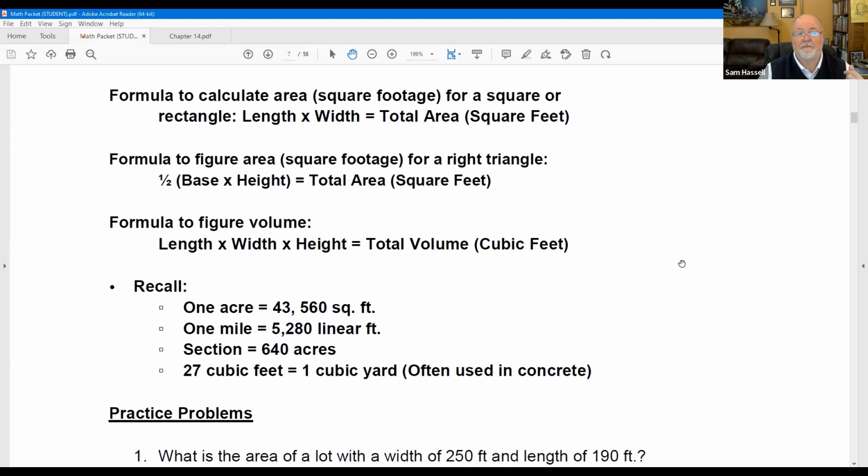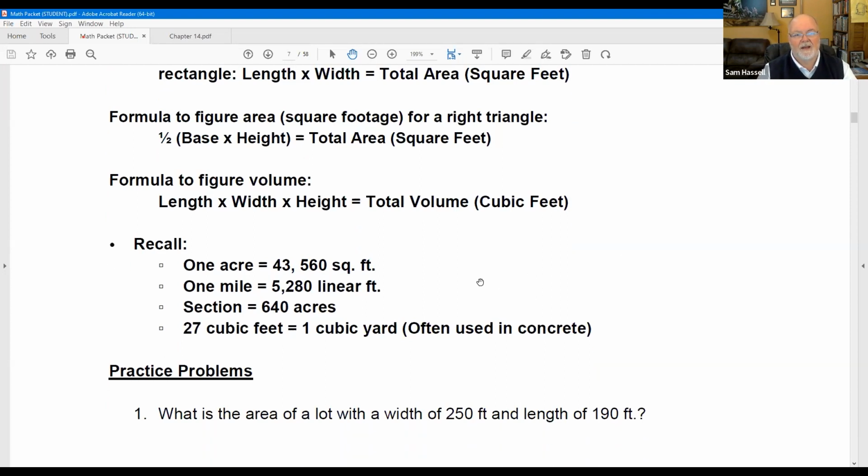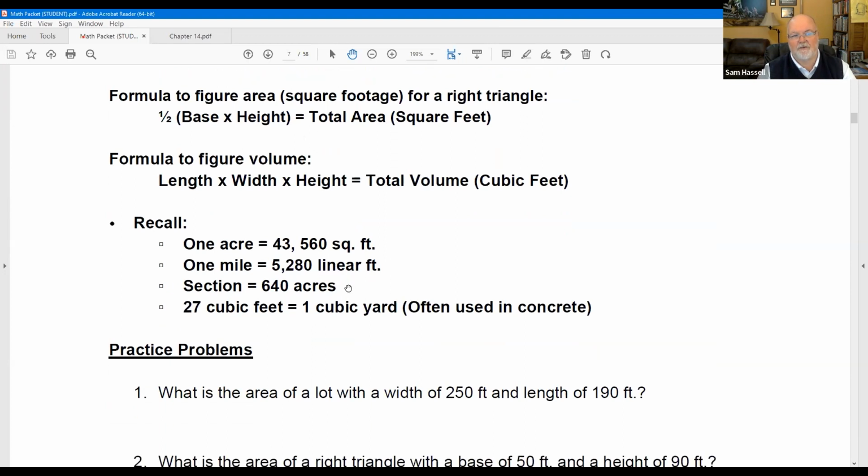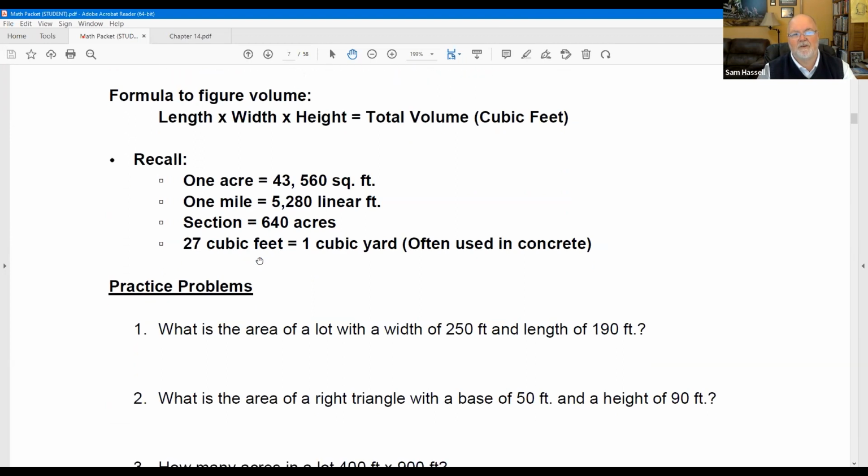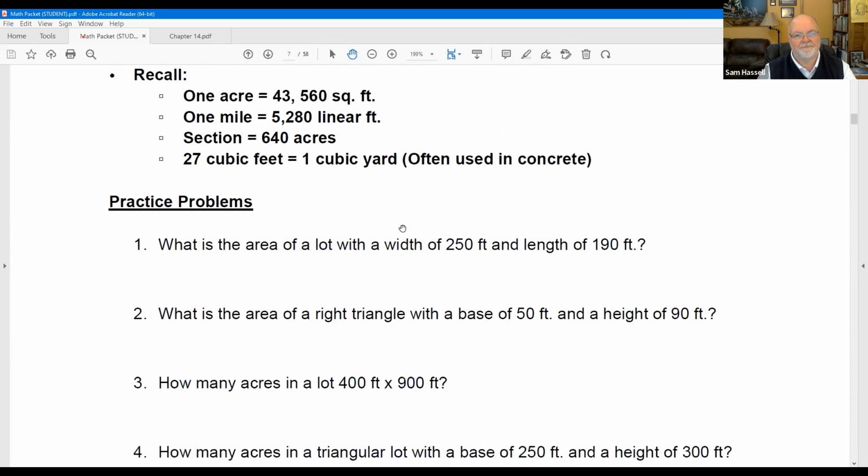Okay. If we're looking for volume or cubic feet, logically, it would be what? Length times width times what? Height, right? Cubic feet. If you had a box, your Amazon box got delivered. If you wanted to figure out how big that Amazon box was, you'd measure what? How wide it was, how long it was, how deep it was, right? That's cubic feet. And again, 1 acre, 1 mile, one section has 640 acres, and 27 cubic feet are in 1 cubic yard. Okay, 1 cubic yard.